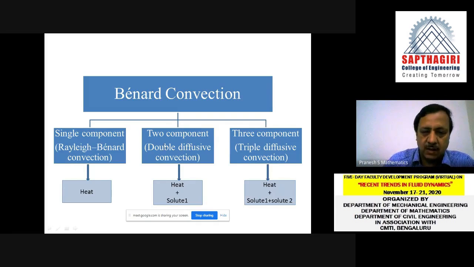Okay, so there are two components and three components of convection here. It is not only with three components. Actually, there is also multi-component convection. To understand multi-component convection better, we are using triple diffusive convection here. Let me just see that.